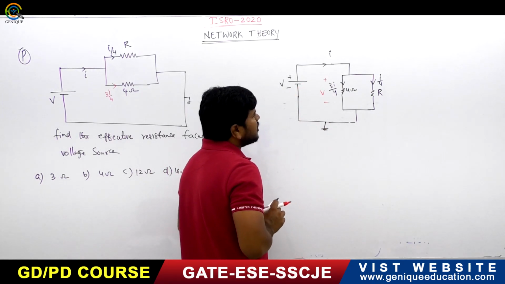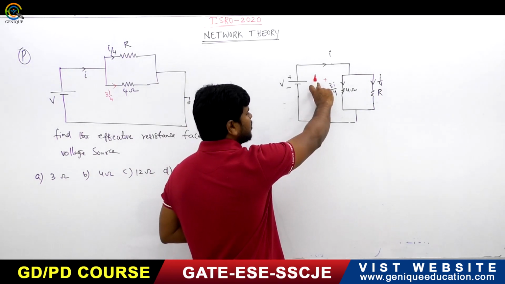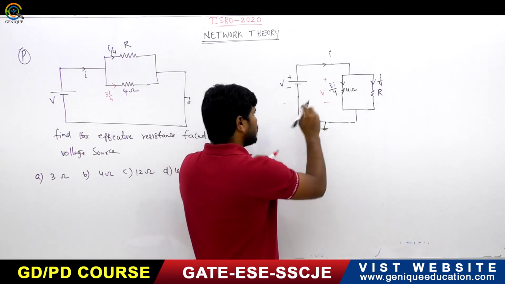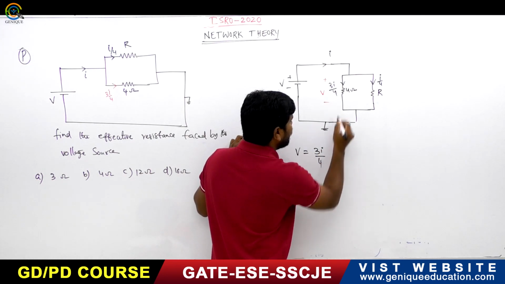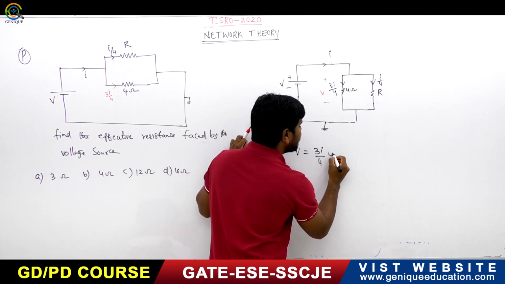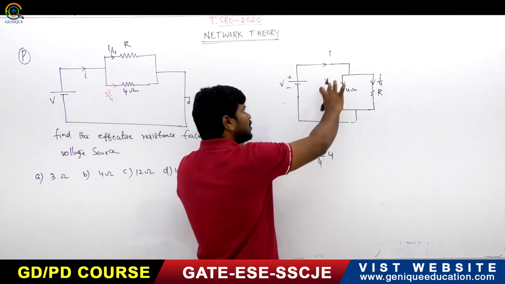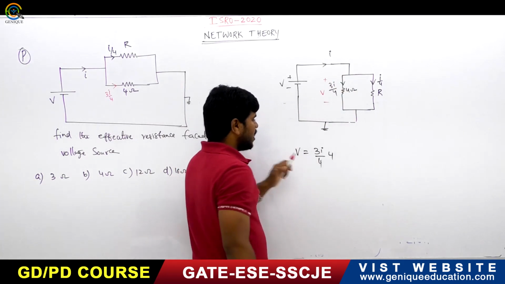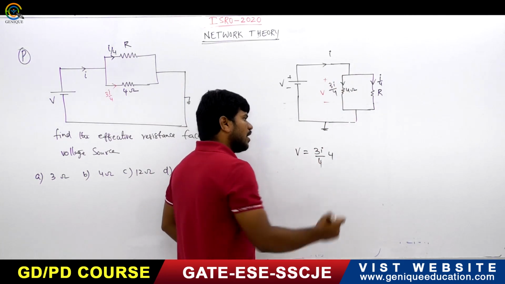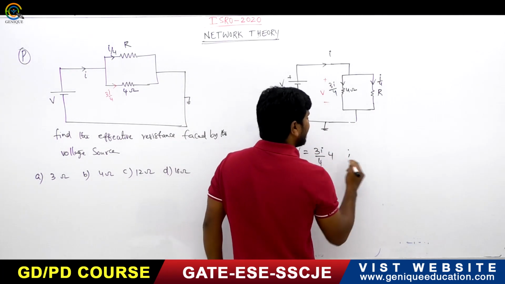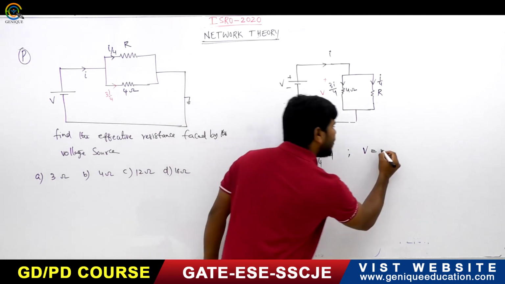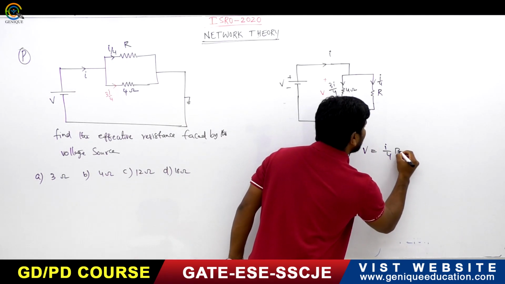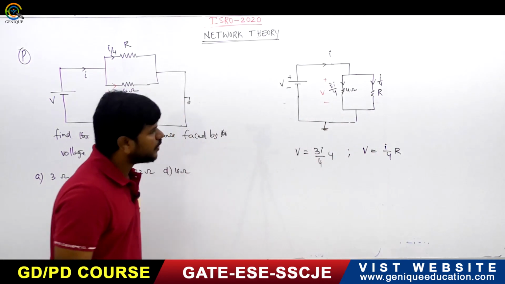So I can write V is equal to, how much? From this, V is equal to 3i by 4 into 4, since V is equal to I into R. And the same voltage also appears here: V is equal to I by 4 into R.